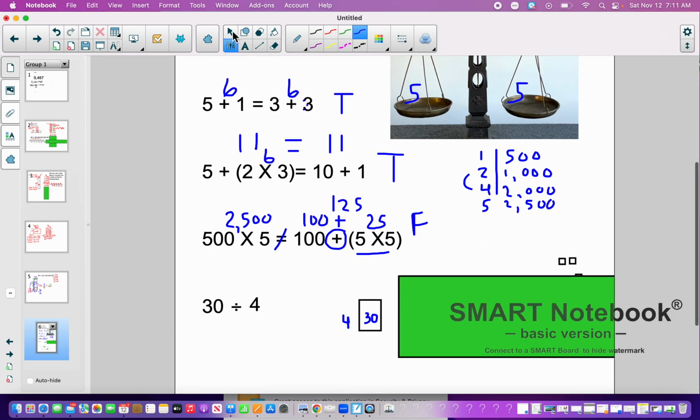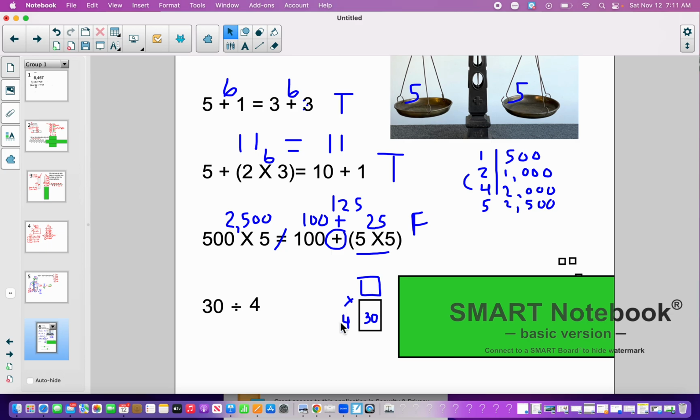Now, what if you have a division problem? Here's 30 divided by 4. As we said, there's a relationship between division and multiplication. You can set up an area model. 4 times what is 30? You're thinking, how many 4s are in 30? It's repeated subtraction. How many times can you subtract 4 from 30?